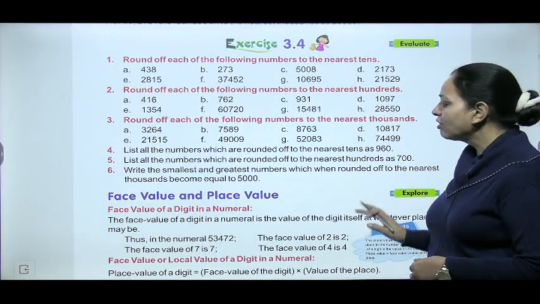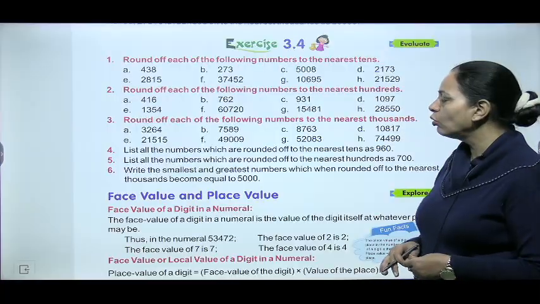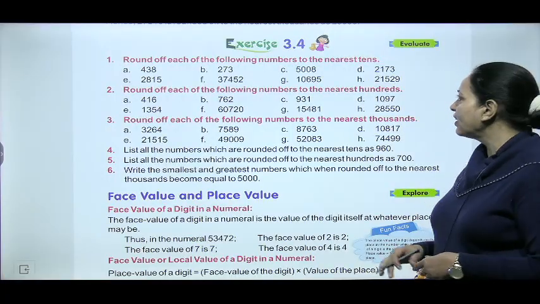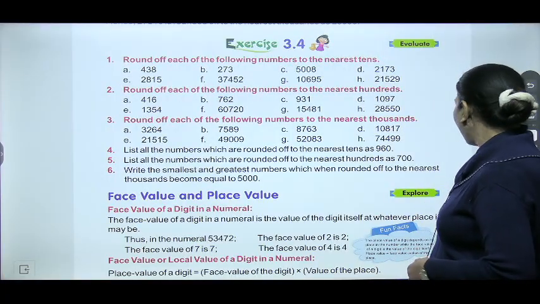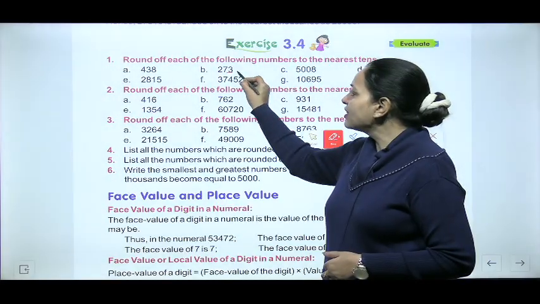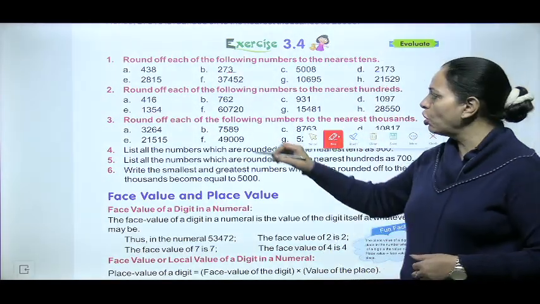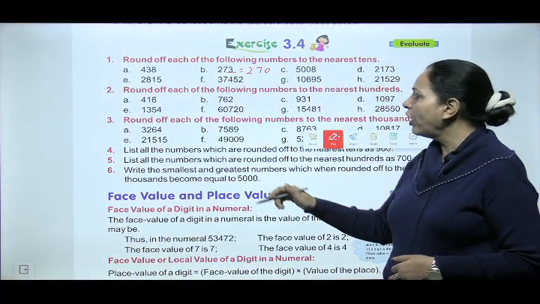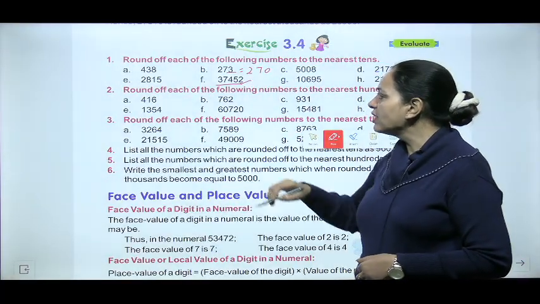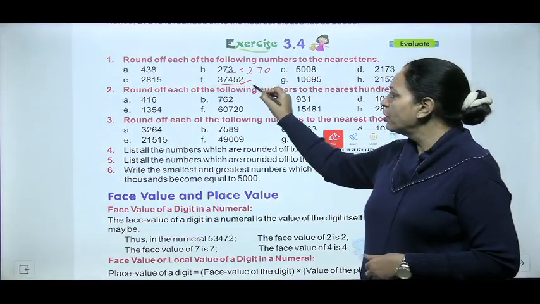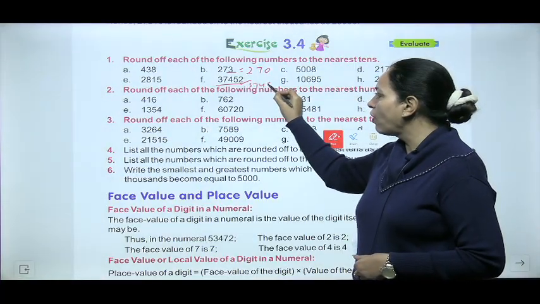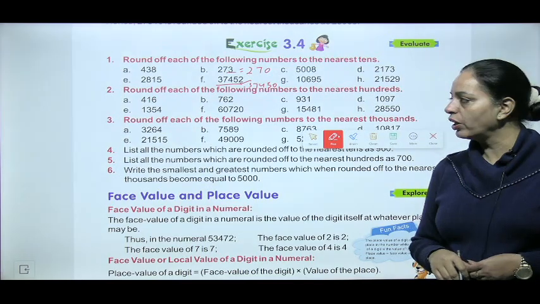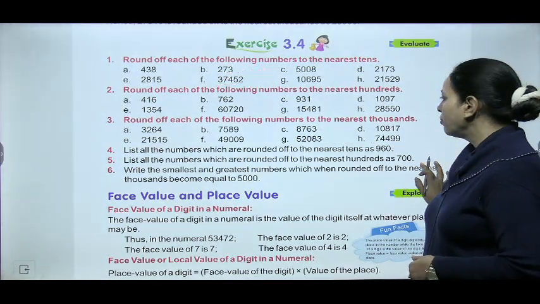Now exercise 3.4. The first: round off each of the numbers to the nearest tens. So we have to see the ones digit. This is 3 here, no change. Answer is 270. Now F part, see this, ones digit 2, no change. So 37450. Okay, so like this you can try the remaining parts.